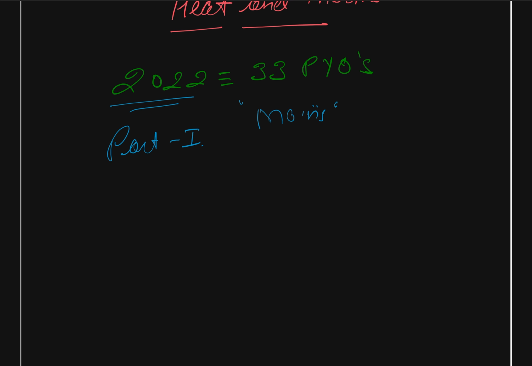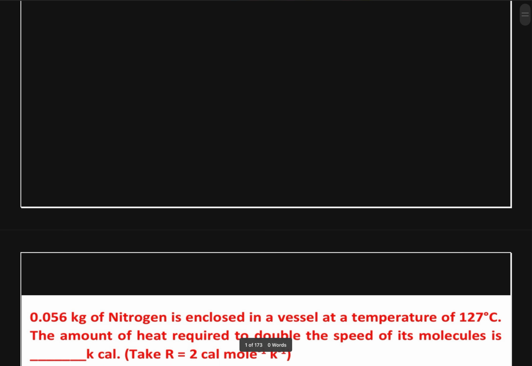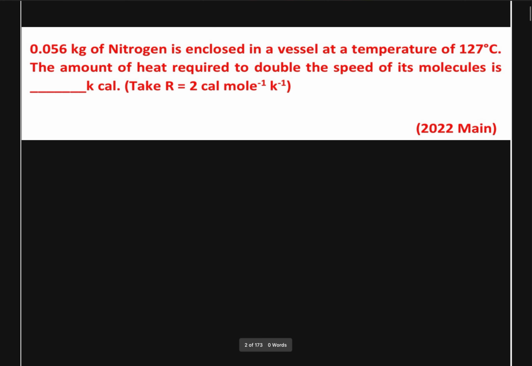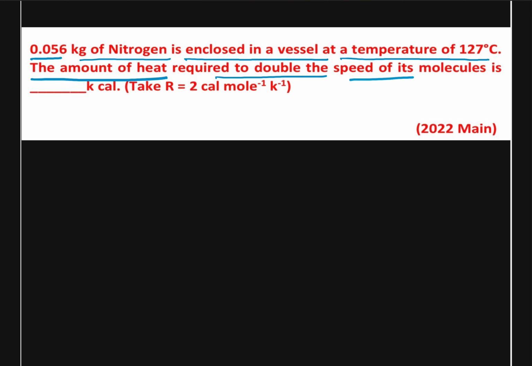In part 2 we'll try to solve the remaining questions as well as some advanced questions also. So first question, it states that 0.056 kg of nitrogen is enclosed in a vessel at a temperature of 127 degrees centigrade. The amount of heat required to double the speed of the molecules is. So we have to find out the heat which is required to double the speed.